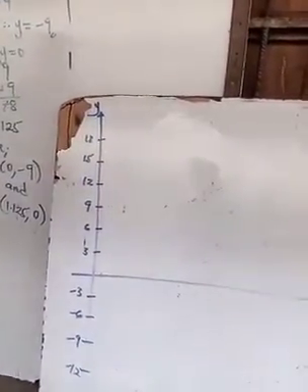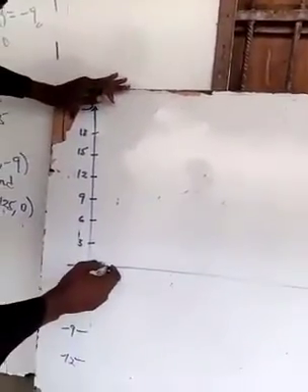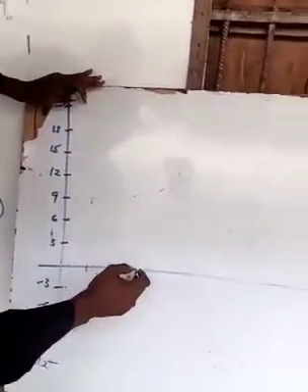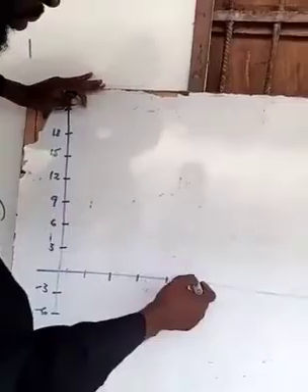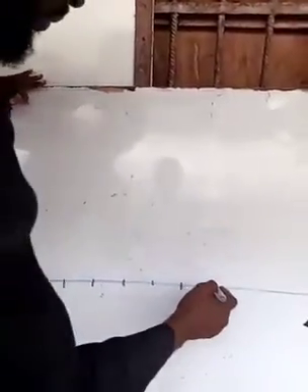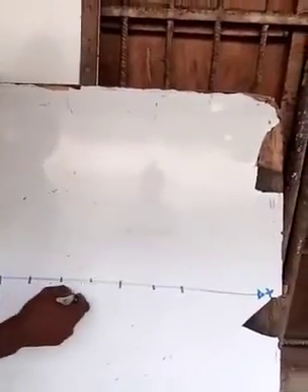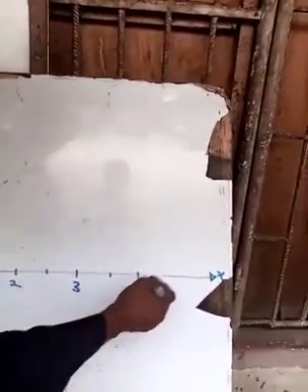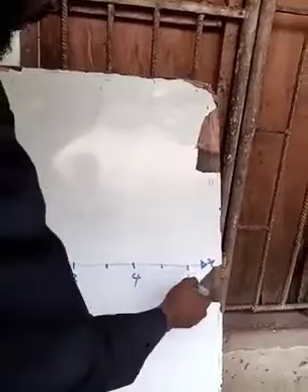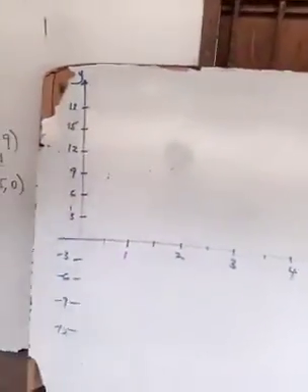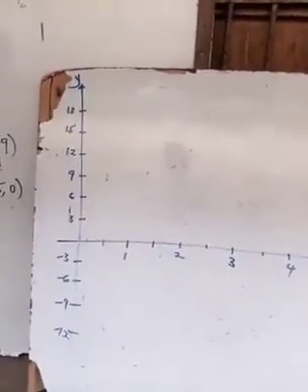Then for the x axis, I'll try and make it big. So 1 2 3 4, and 5. That means in between we have 0.5.